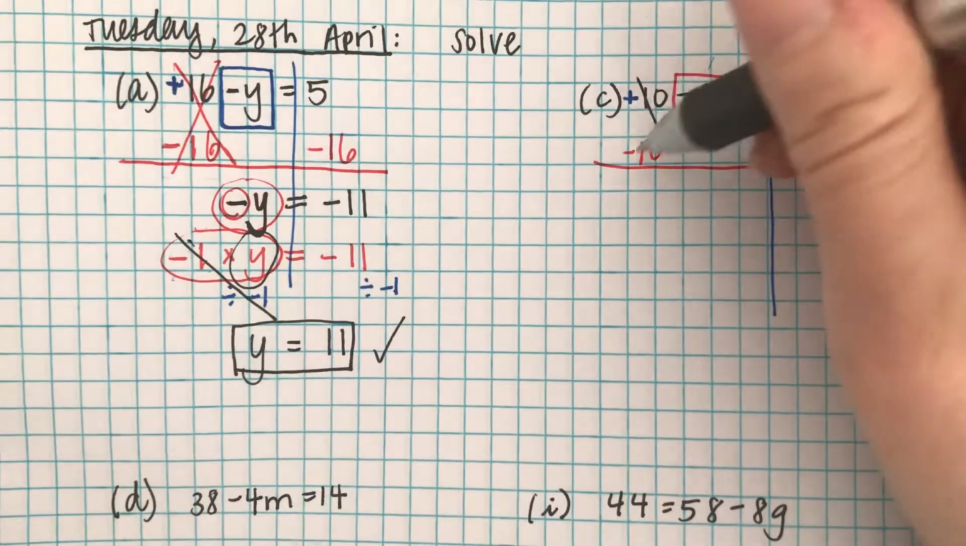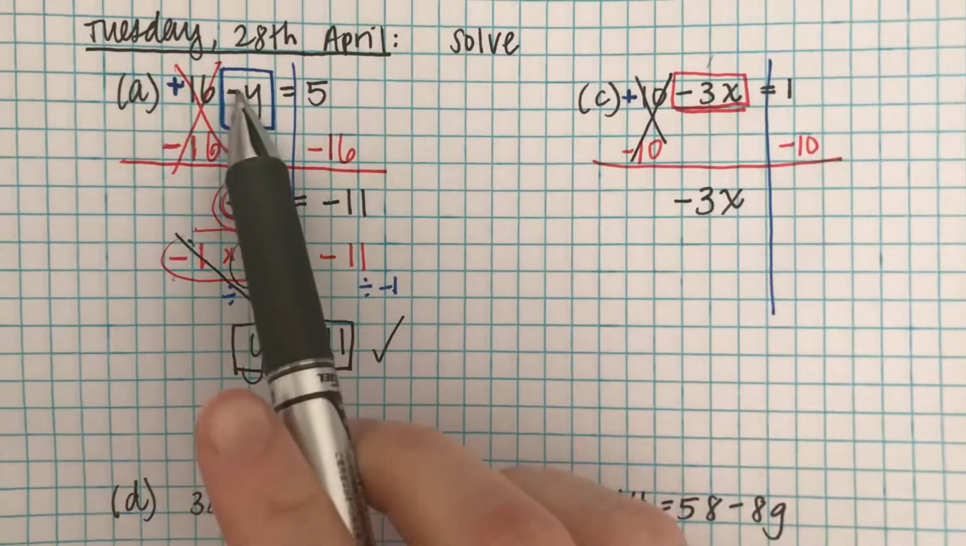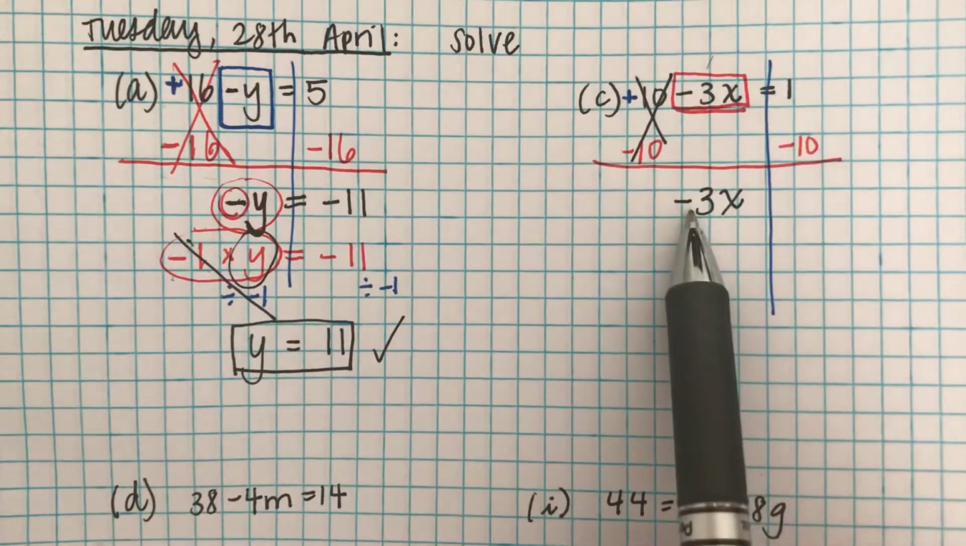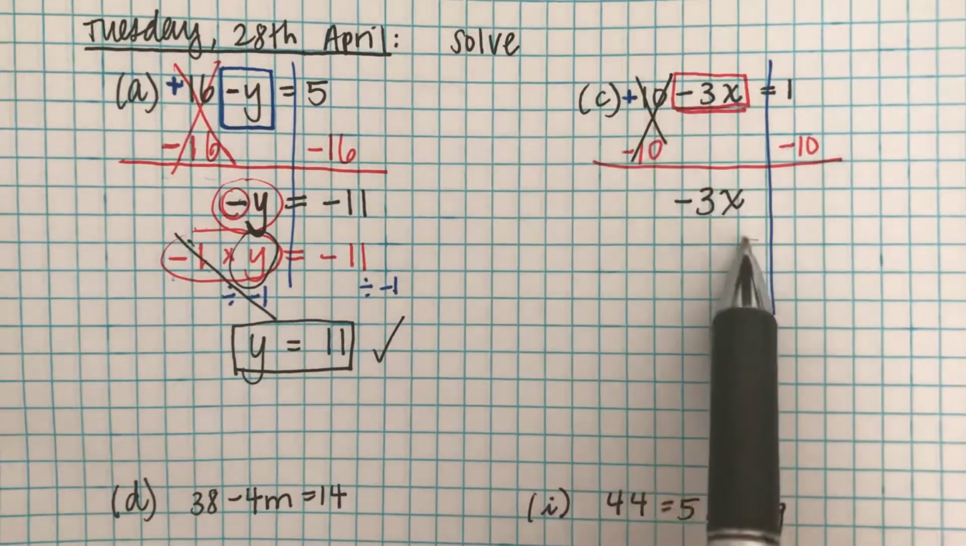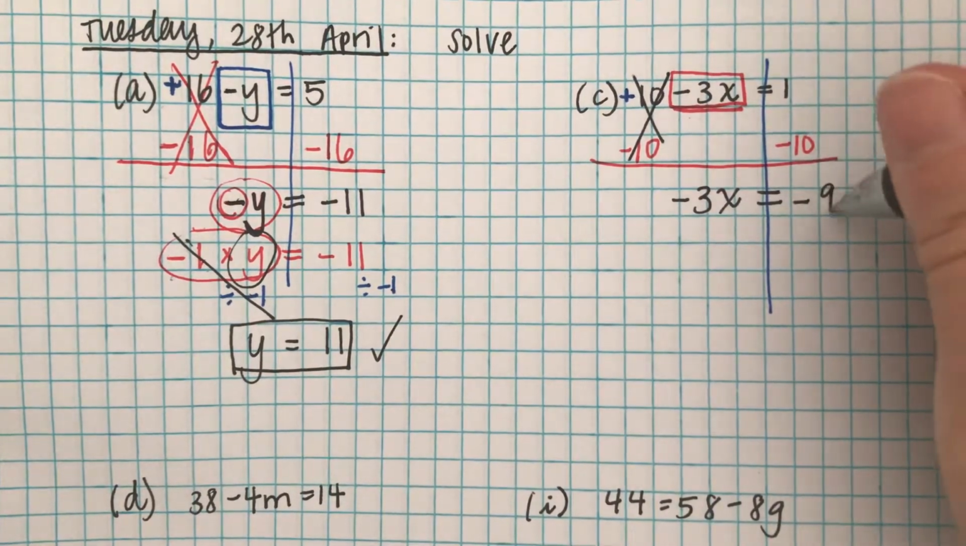So these 10s on the left side have canceled out, bring down minus 3x. Notice I bring down that minus sign just like I did in the previous question. Bring it down, okay, so it's minus 3x, that has not changed, equals 1 take away 10 is minus 9.